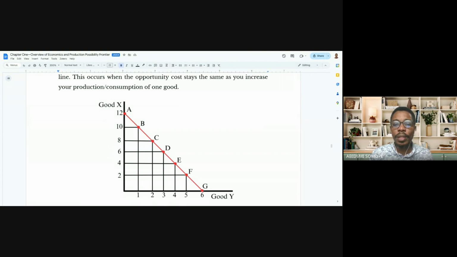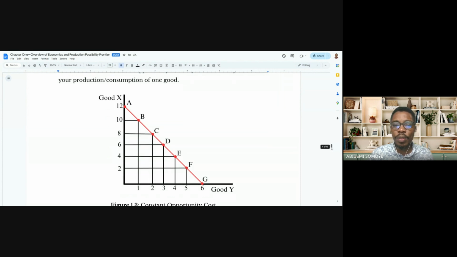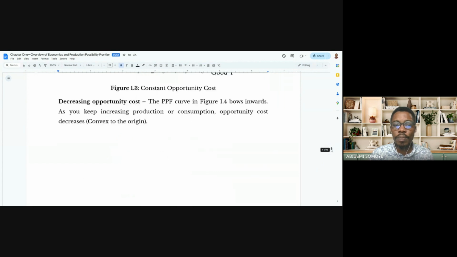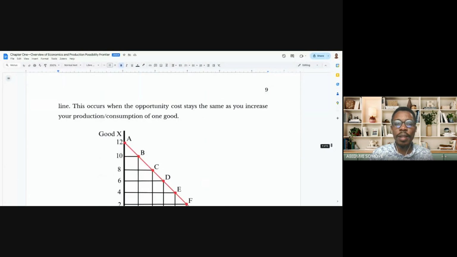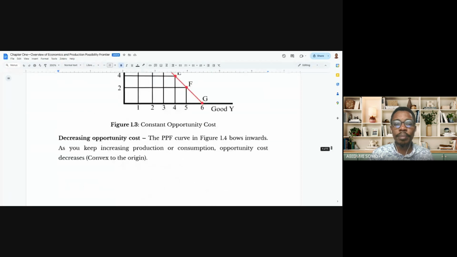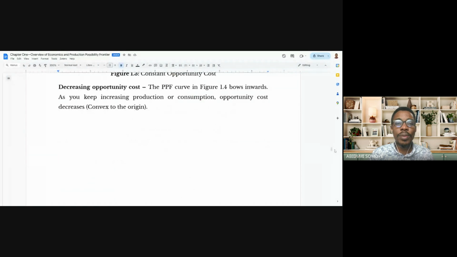What about decreasing opportunity cost? So let's take a look at it. Let's see what I have as constant opportunity cost. I said the PPF in figure 1.3 is linear, or a straight line. This occurs when the opportunity cost stays the same as you increase your production or consumption of one good. Now, what about decreasing opportunity cost? The PPF curve in figure 1.4 bows inwards. As you keep increasing the production or consumption, opportunity cost decreases.